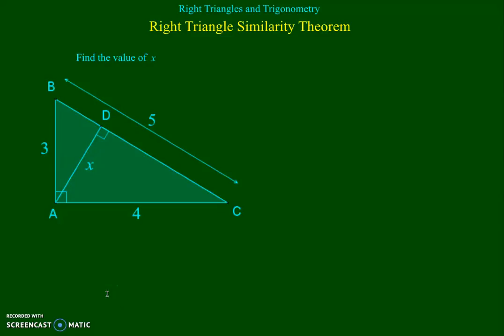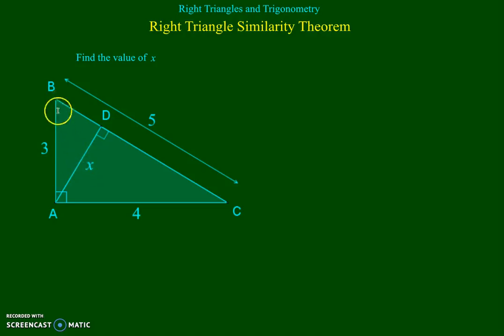This is part 5 of the series Right Triangles and Trigonometry, and in this part we're going to start with a couple of examples of the right triangle similarity theorem. In this example we have a right triangle and an altitude AD from the right angle. We're looking for the length of that altitude.